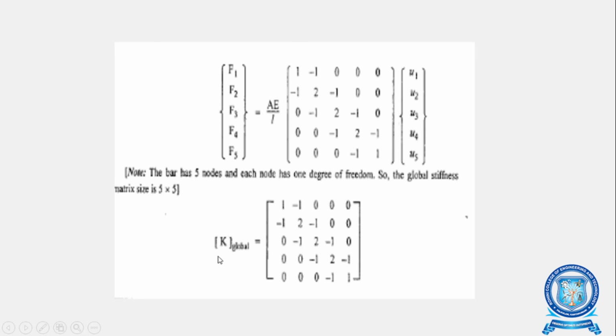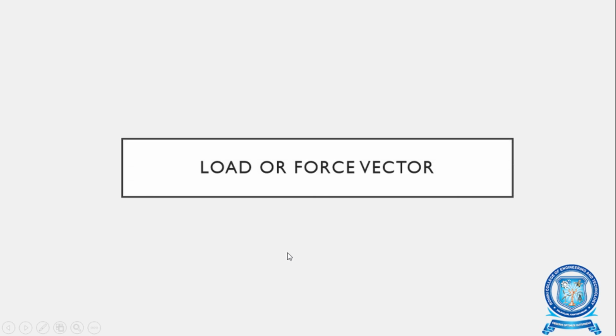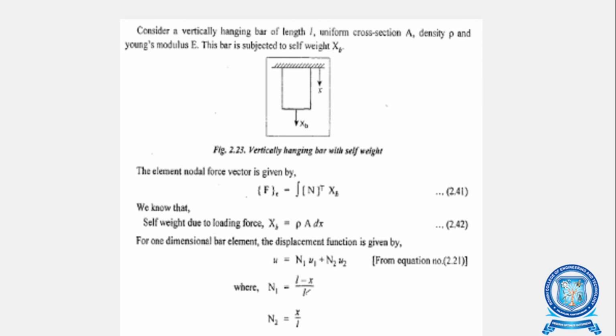So we get the global stiffness matrix: 1 -1 0 0 0; -1 2 -1 0 0; 0 -1 2 -1 0; 0 0 -1 2 -1; 0 0 0 -1 1. So this is the global stiffness matrix. And the last one is the load or force vector. Here we are going to find out the force vector.